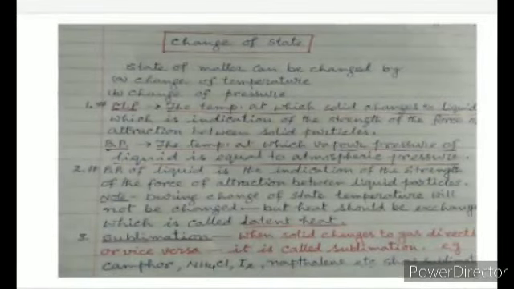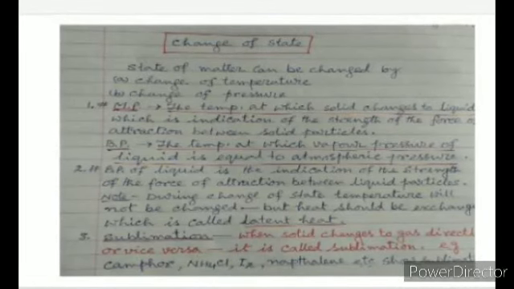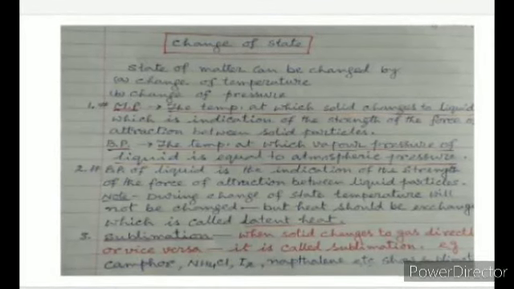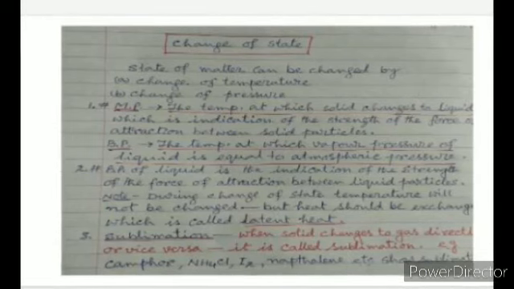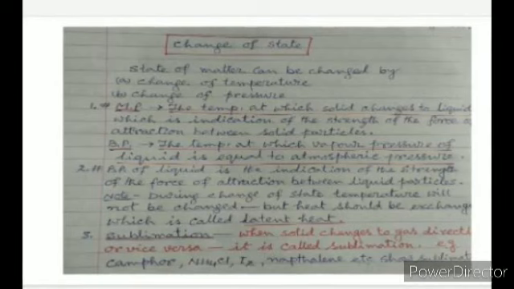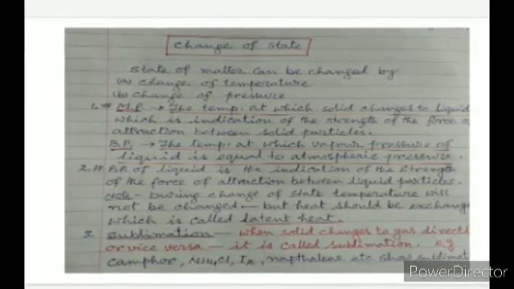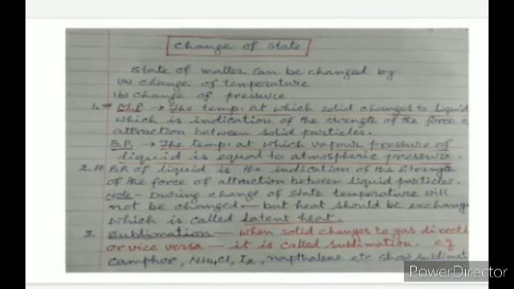The state of matter can be changed by change of temperature and change of pressure. So, the following points will help you. Number one, melting point: the temperature at which a solid changes to liquid, which is an indication of the strength of the force of attraction between solid particles.